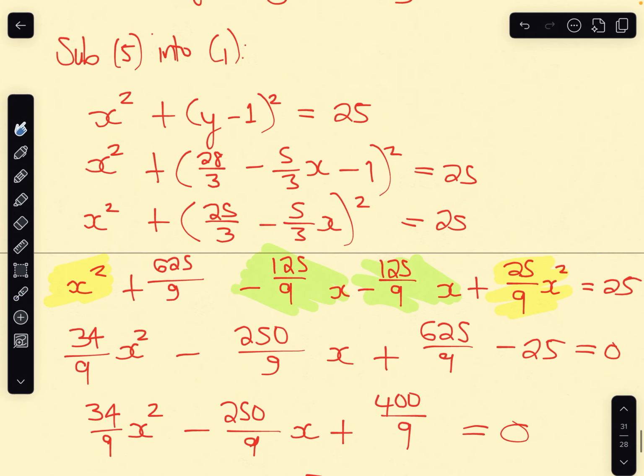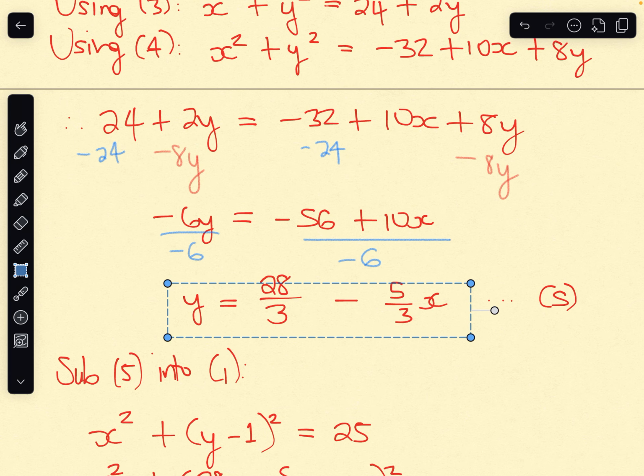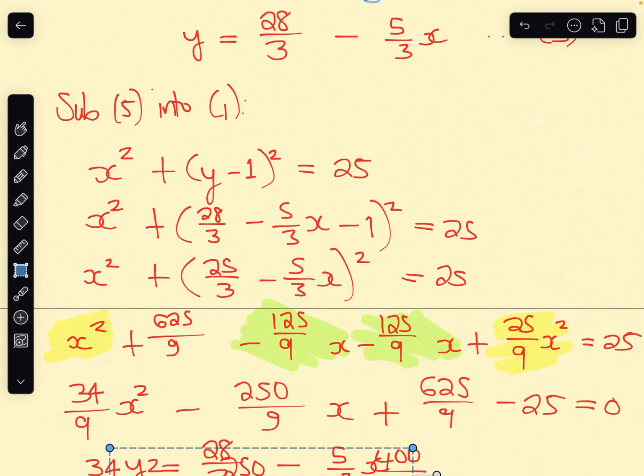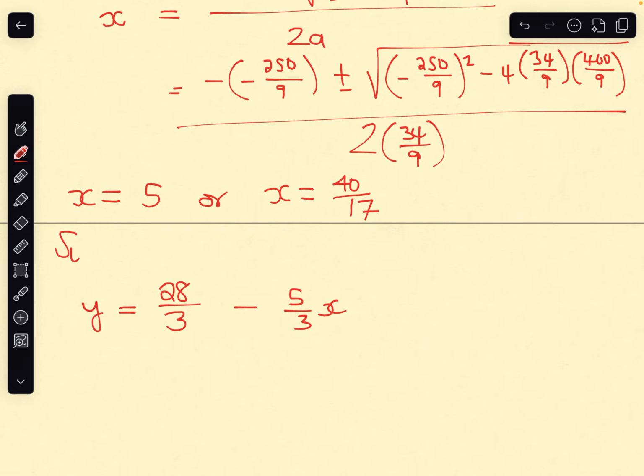And then we can work out the y coordinates by using this same expression that we found that connects x and y. Right, so sub x into this equation number 5 that we found, right?